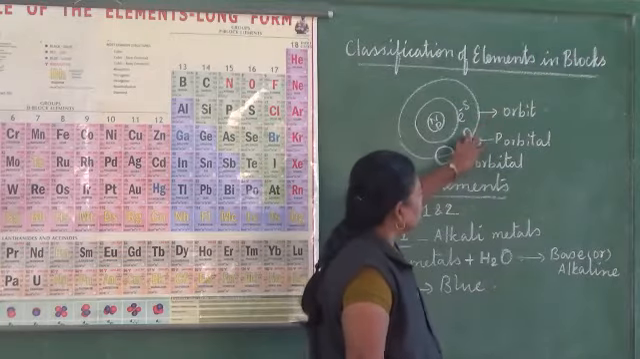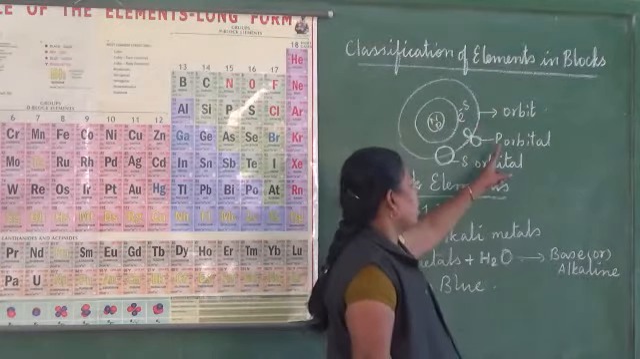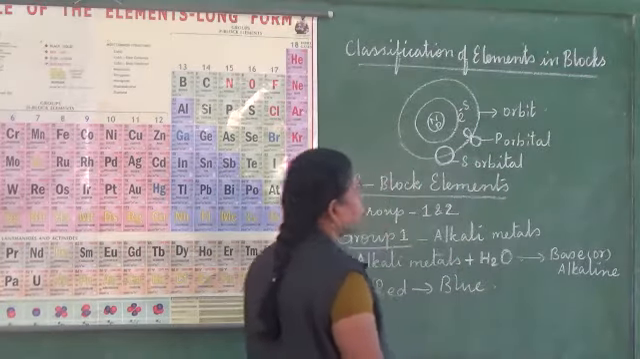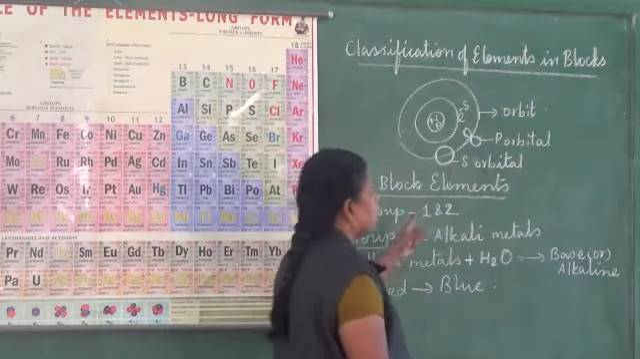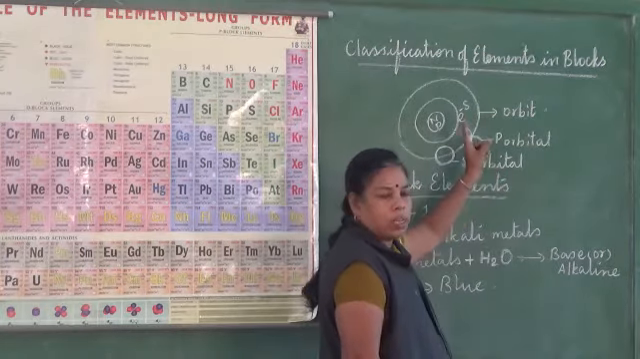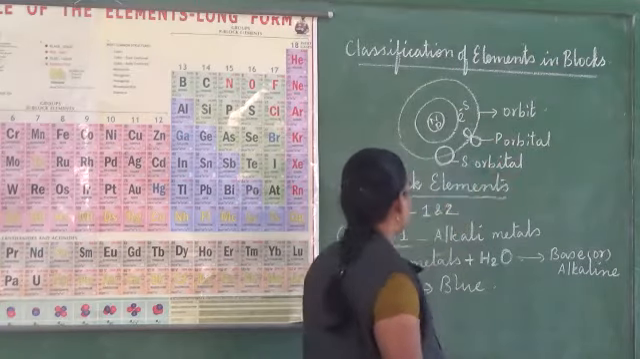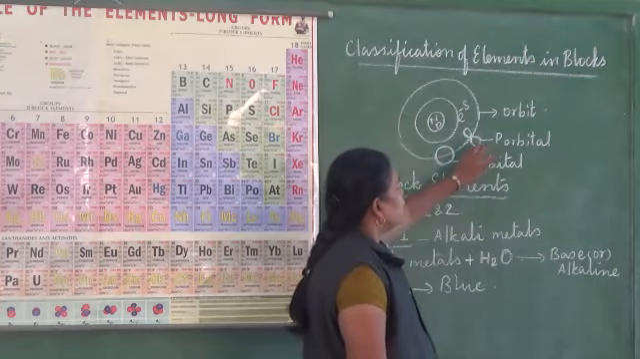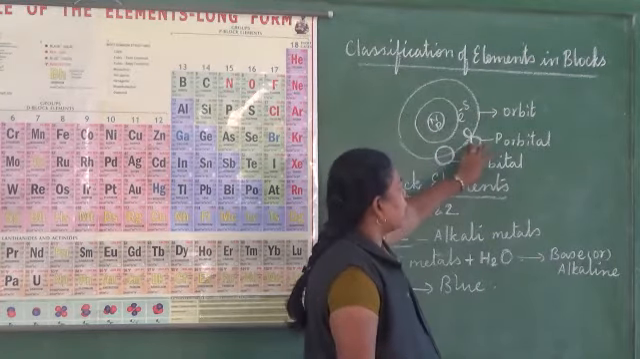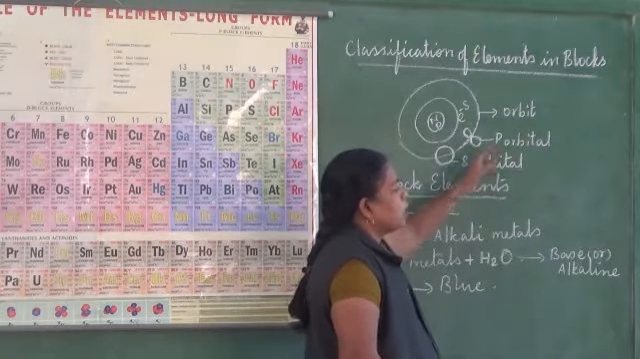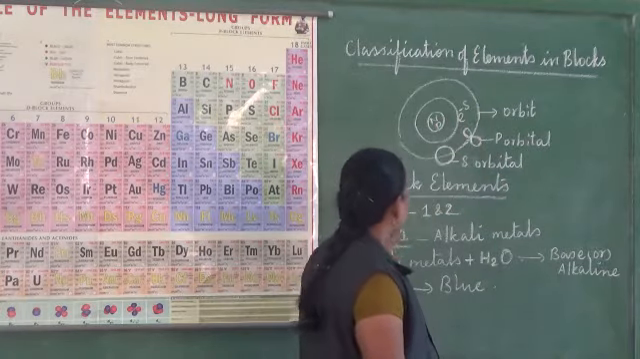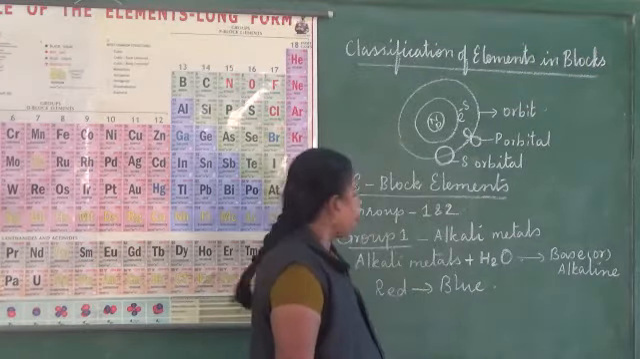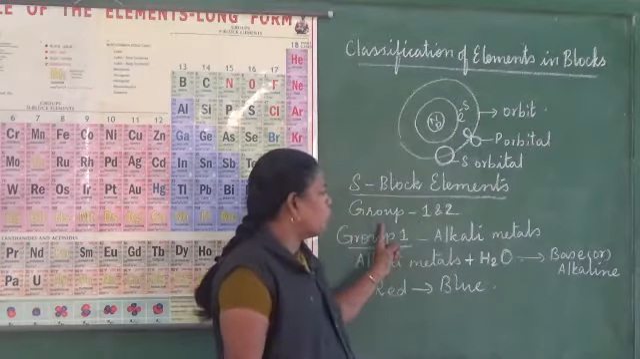Orbit contains orbitals. Orbitals are further classified into s orbital, p orbital, d orbital and f orbital. There are four different kinds of orbitals: s, p, d and f orbitals. So according to the orbitals occupied by the electrons of each element, the elements in the periodic table are further classified into 4 blocks. The first block is called the s block elements. S block elements include group 1 and 2.